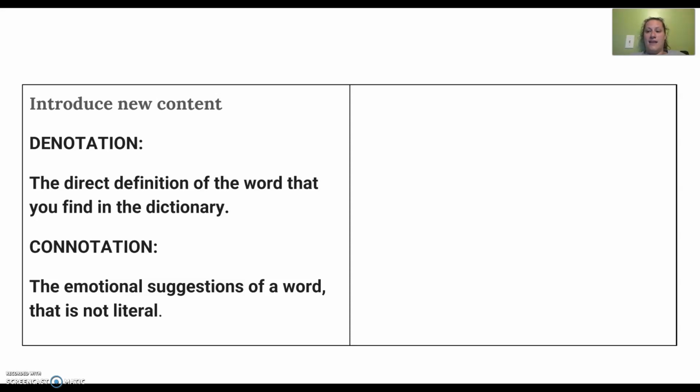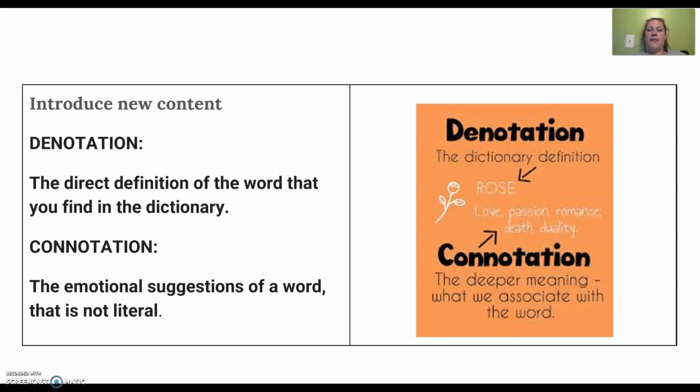I say this is the connection to the word, your connection to the word. So, denotation, the dictionary definition, a rose is a flower. Connotation is things like love and passion, or sometimes people give roses to people when they die, things of that nature. So it's an emotional connection there.